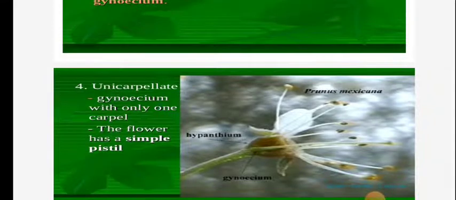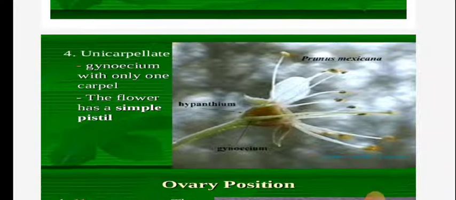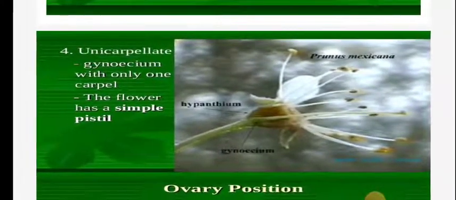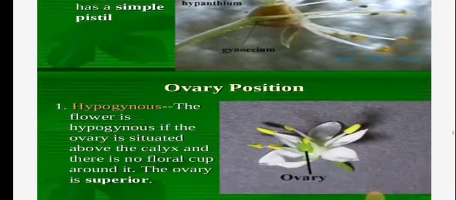Then unicarpellate gynoecium, only one. Hypanthium, or there is Prunus. Prunus mexicana. Prunus म्हणजे आपण त्याला अननस म्हणतो. So these flowers show the simple pistil.